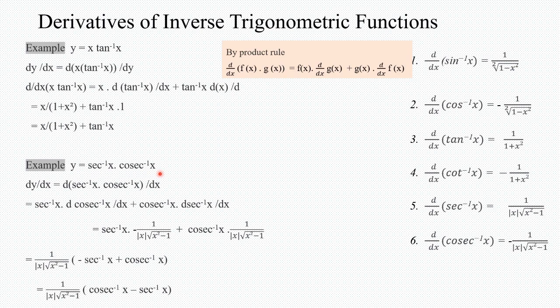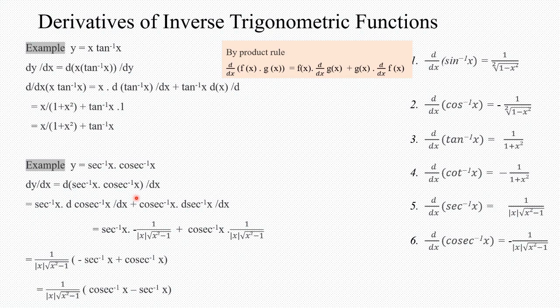Example: y is equal to sec inverse x cosec inverse x. Here, we see product of two functions. Hence, the product rule is used. The formula is this. Now in this example, dy by dx is equal to differentiation of sec inverse x cosec inverse x.